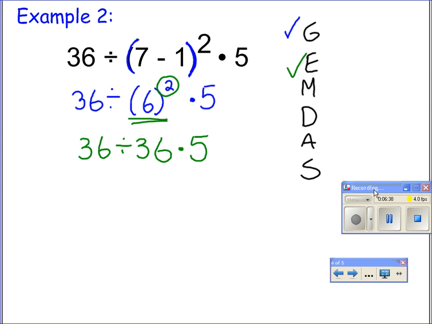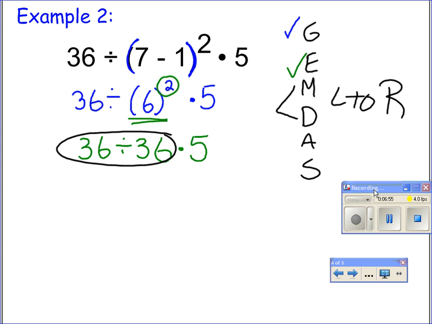So I'm going to simplify 6 times 6, which is 36, rewrite that, and then we are left with division and multiplication. So we are down to this step. We are going in order from left to right. So we are going to take care of 36 divided by 36 first, which is 1. So rewrite the times 5. We're left with 1 times 5. And of course, you should all know the answer is 5 to this one.